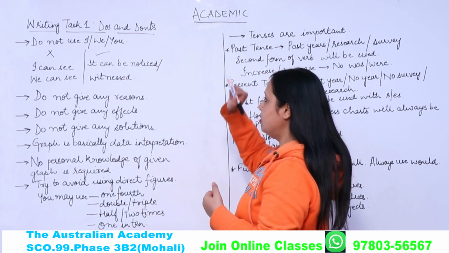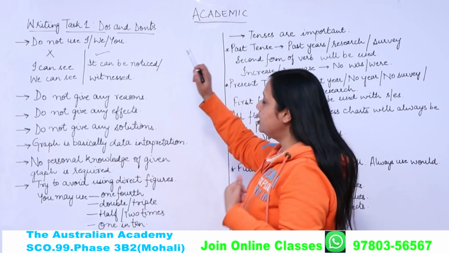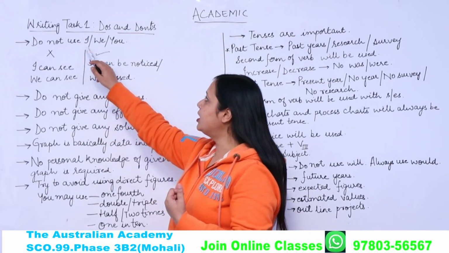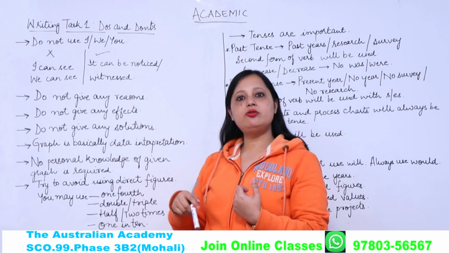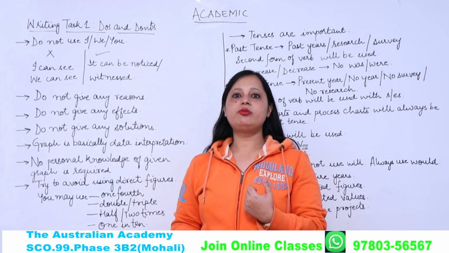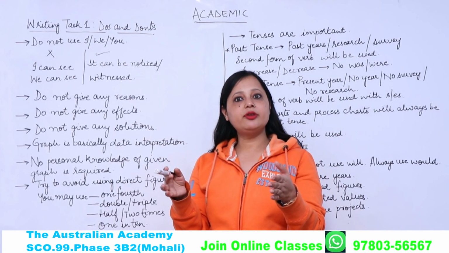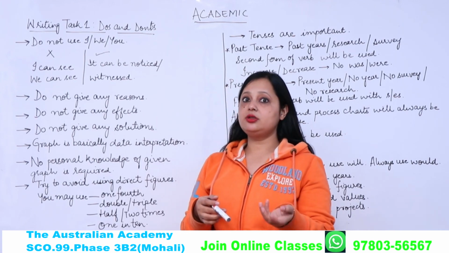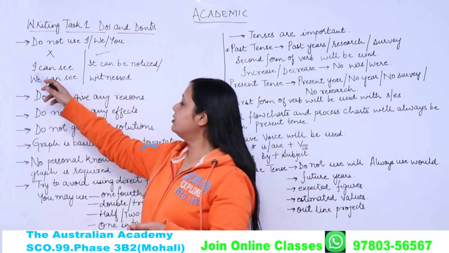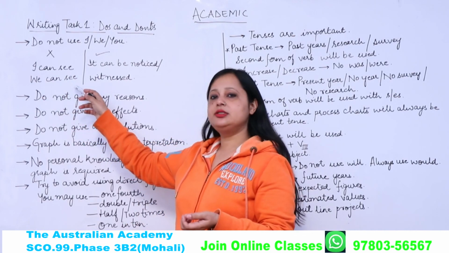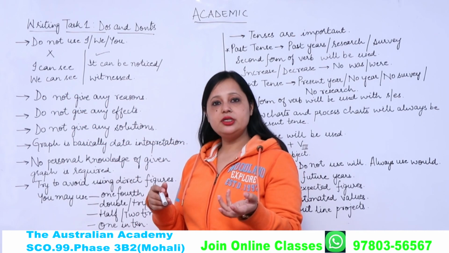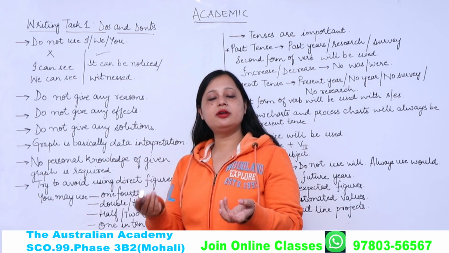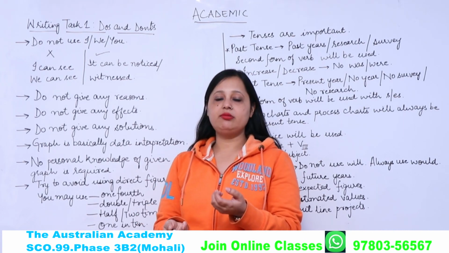So the very first thing we are going to talk about is, in your graph, do not use I, we or you. I, we or you means you cannot use any personal pronoun. It is a graph given to you and you just need to explain the graph, whatever you see into that. If you say I can see, we can see, so why? Can you see something different that I cannot see in the graph? Everybody sees the same thing, right?